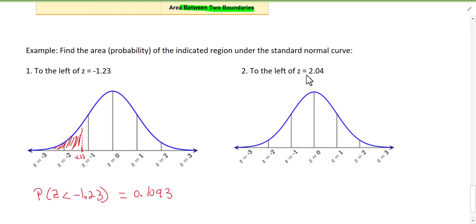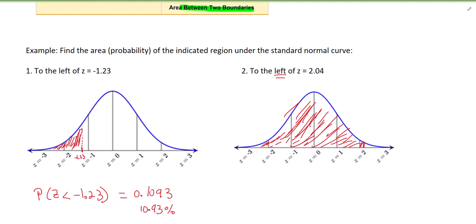Now let's try it for the next one, to the left of z equals 2.04. So where is 2.04? That's going to be just barely over z equals 2. And I want the area to the left, so that means we want all of this. Notice that this probability should be really high, because we almost have the entire bell shape, whereas here we have just a little bit of it. So this is about 10.93% of the data. That's the probability. Here we have almost the entire curve, so I should expect that to be very high.